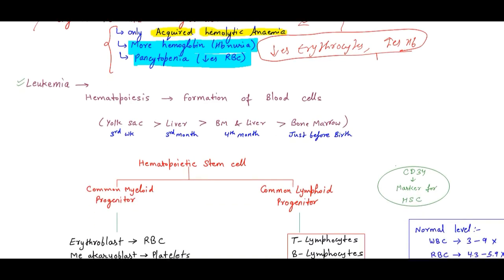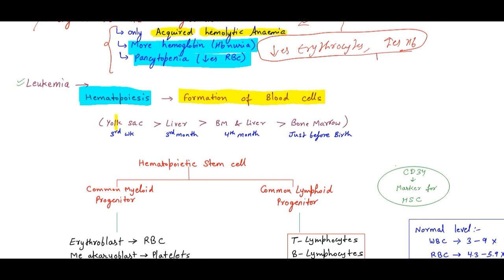Next is about leukemia. From leukemia, let's study first about hematopoiesis. Hematopoiesis, I already told you, -poiesis means formation, and hemat means blood cell. So it is the formation of blood cells. What are blood cells? We can say formed elements like RBC, WBC and platelets.